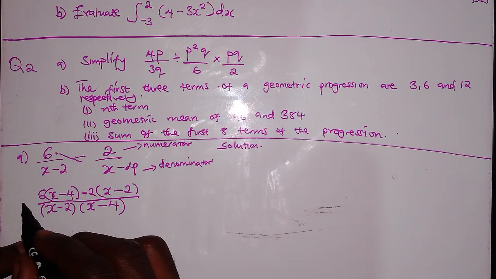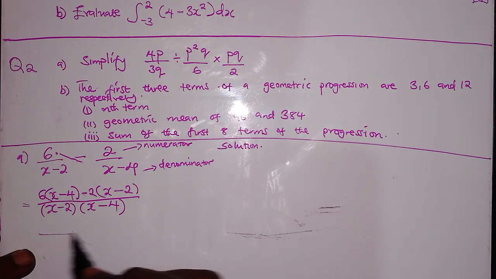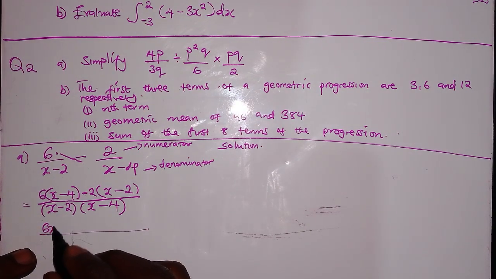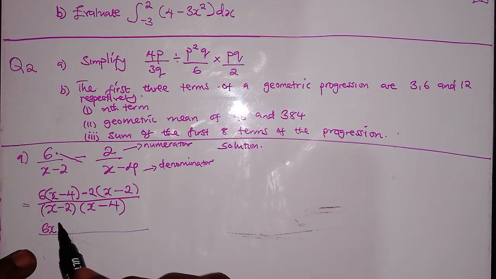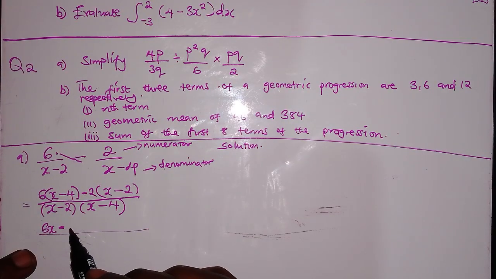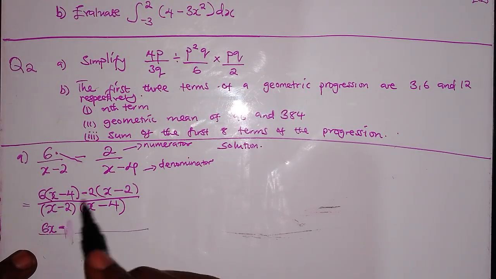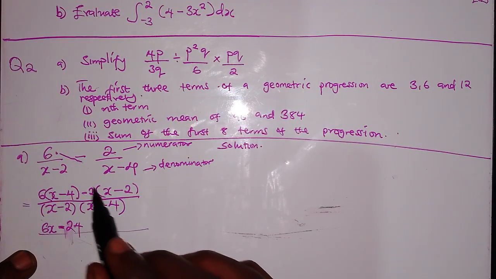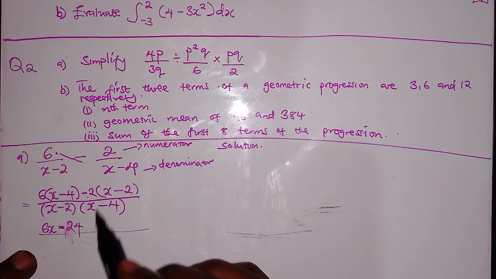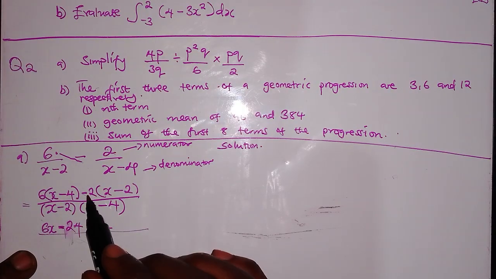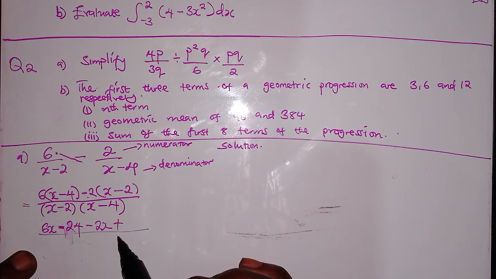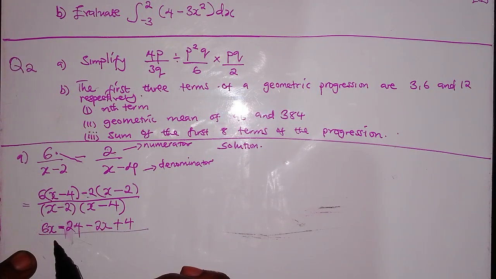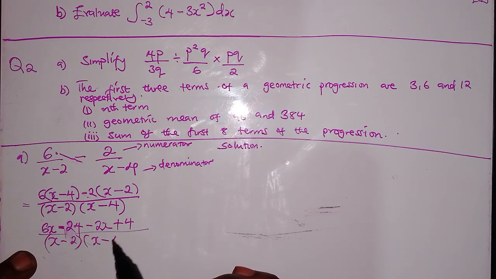Now here you can multiply 6 times x, we have 6x. 6 times negative 4, we have negative 24. Then we move on to negative 2. Negative 2 times x, we have negative 2x. Negative 2 times negative 2, we have positive 4. Then what is our denominator? x minus 2, x minus 4.